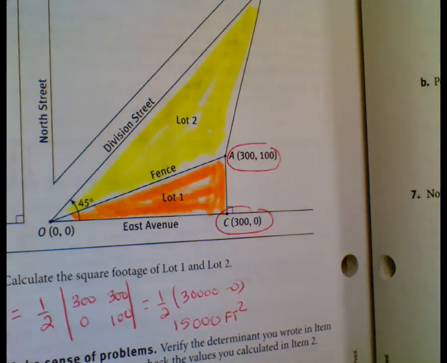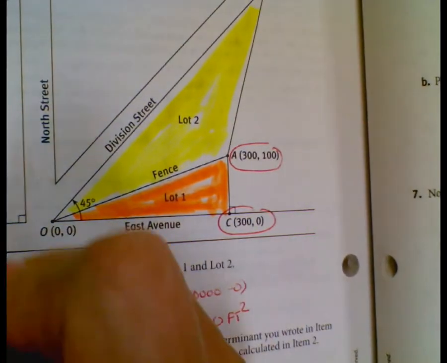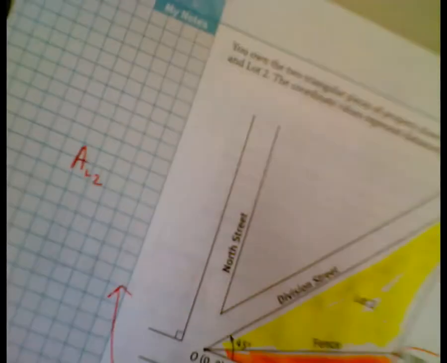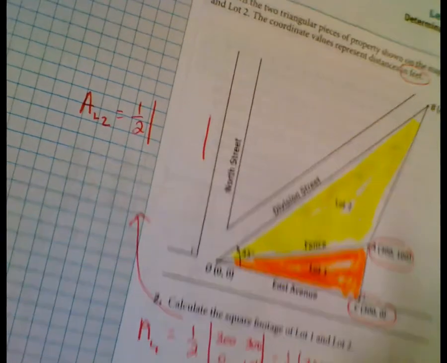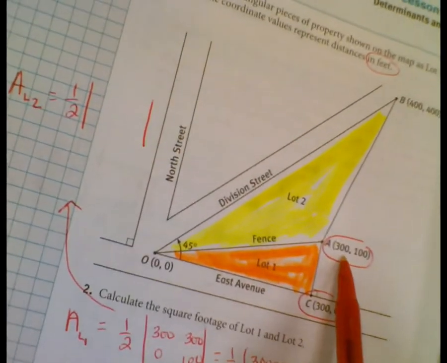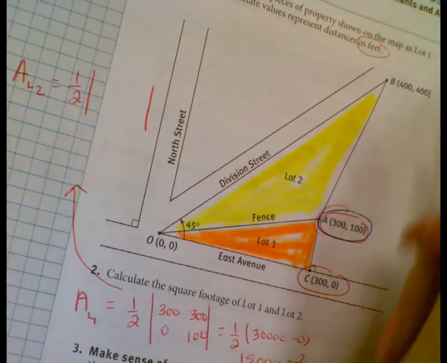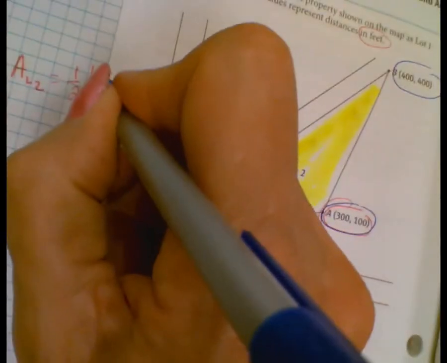Now we're going to find lot 2. Lot 2 is much larger, so this answer should be bigger. I think I'm going to do this work up here because I'm already out of room. I wrote too big. So the area of lot 2 is 1/2. Now the ordered pairs that we're going to use for the yellow triangle are 300, 100, and 400, 400. Those are the other two that go along with 0, 0.